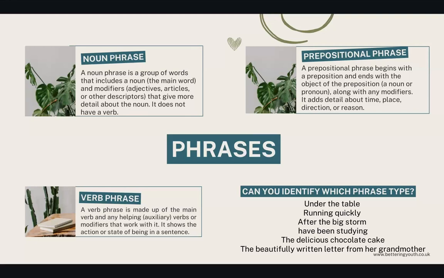Let's see if you can identify these phrase types. We have: under the table, running quickly, after the big storm, have been studying, the delicious chocolate cake, the beautifully written letter from her grandmother. Pause the video, take a second, and ask your child if they know straight off the bat or not. This will help you identify their level of understanding for phrases as well as your own.